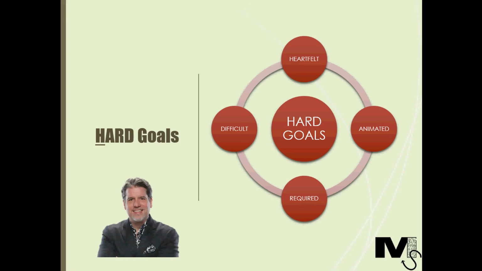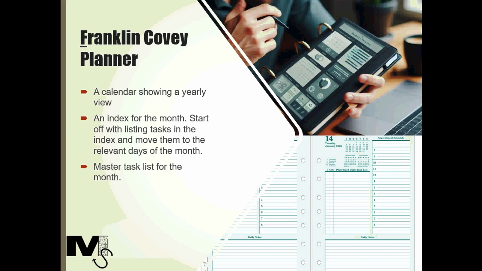Now let's look at an actual goal planning tool that you can use to start putting together your goals and work towards achieving them. The Franklin Covey Planner. The Franklin Planner is a paper-based tool that consists of several components that can give you a view of important goals and tasks on a monthly, weekly, and daily basis. Some of the components it includes are a calendar showing a yearly view with the current year and the following year, so that you can mark important personal and professional events from the whole year.